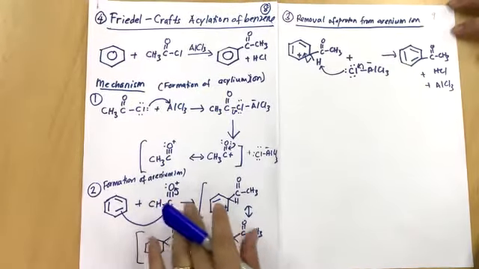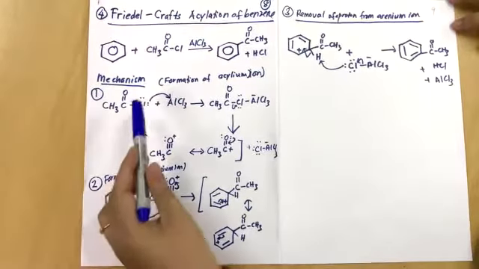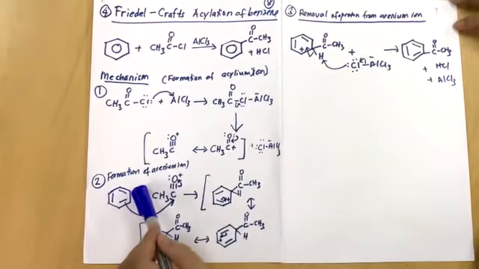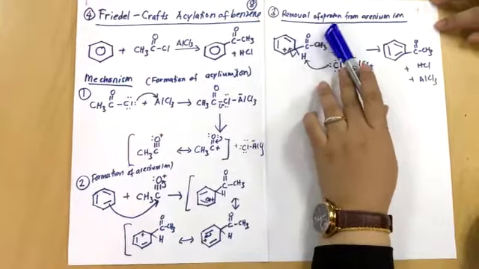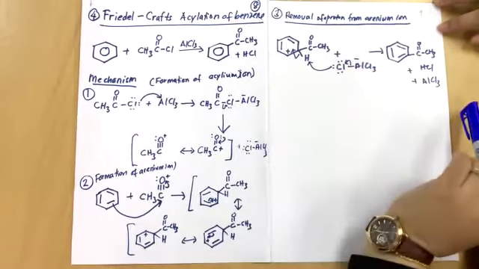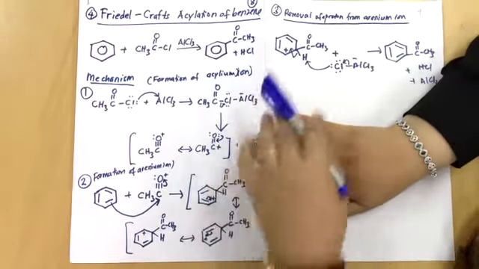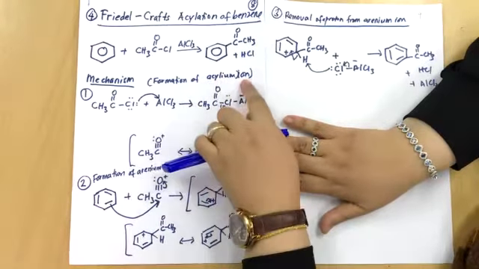So this is the last reaction for benzene, which is Friedel-Crafts acylation of benzene. Same as the previous mechanisms of benzene, there are still three parts. The first one is formation of electrophile, the second part is formation of arenium ion, and the third part is removal of proton from arenium ion. For this reaction, the electrophile will be acylium ion.